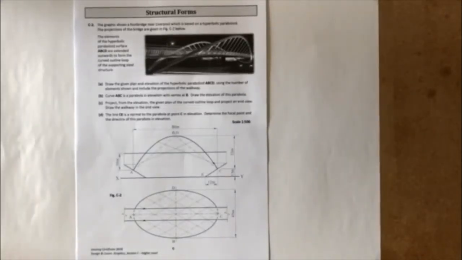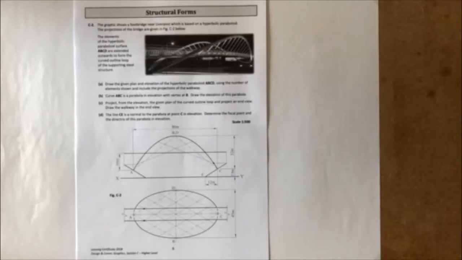The graphic shows a footbridge near Liverpool which is based on a hyperbolic paraboloid. The projections of the bridge are given in figure C2 below. The elements of hyperbolic paraboloid surface A, B, C, D are extended outwards to form the curved outline loop of the supporting steel structure.